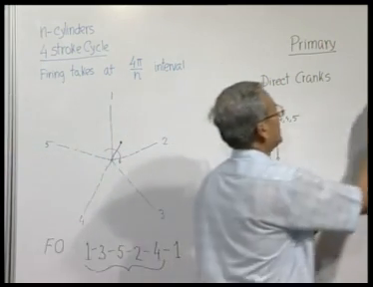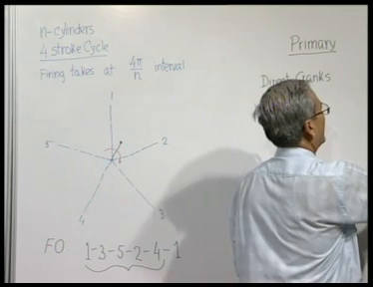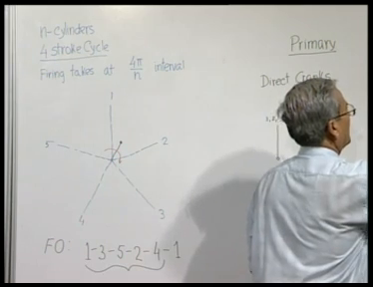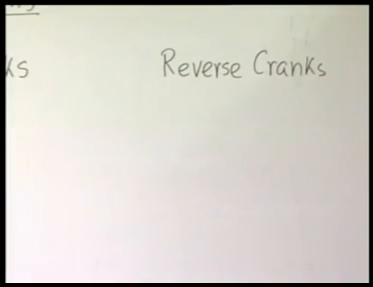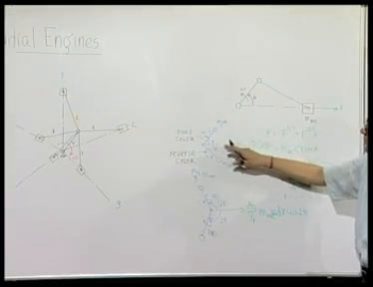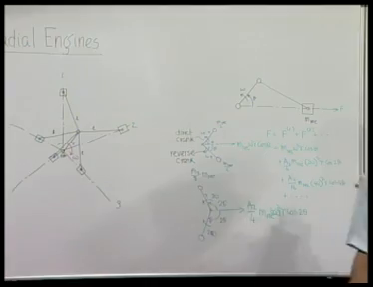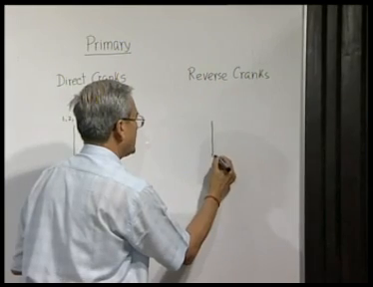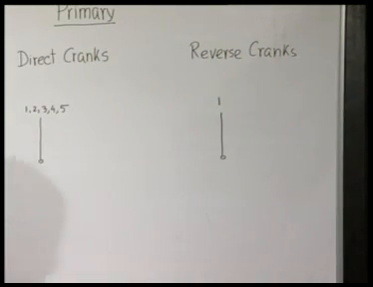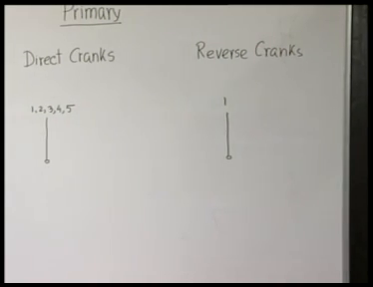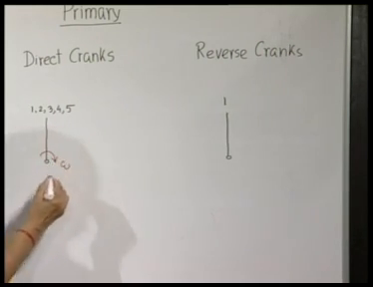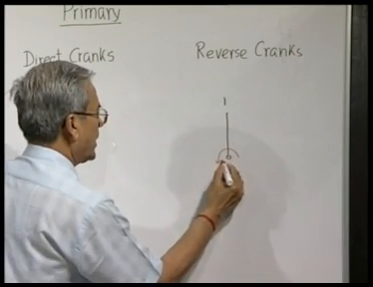Reverse crank. Reverse cranks are nothing but, as we have seen, just the mirror image of the direct crank about that particular cylinder center line. So, for cylinder 1, since it is along the center line, this will be the position for the reverse crank. Now, of course, you have to keep in mind that the direct cranks are all rotating at the same speed omega in this direction, and the reverse cranks are all rotating in the opposite direction with speed omega.